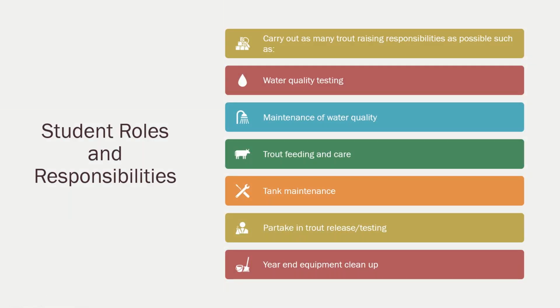So as for the students' roles and responsibilities, the students are to carry out as many of the trout raising responsibilities as possible. So this could include water quality testing, maintenance of water quality, trout feeding and care, tank maintenance, disease testing and releasing, and year-end equipment cleanup. Because we have a variety of age groups that do TAC, this will look different for every classroom. As an example, teachers will assign tank jobs to certain students and switch it up weekly, giving all the students a role and responsibility with the tank at some point in the year.